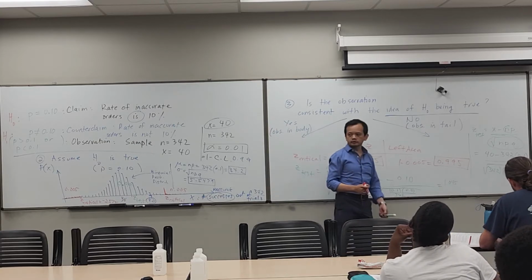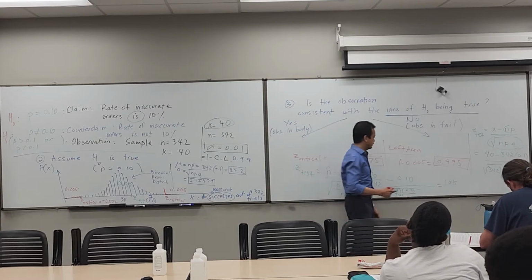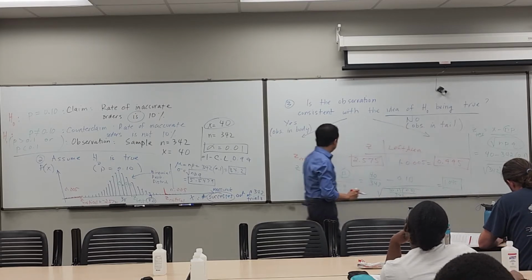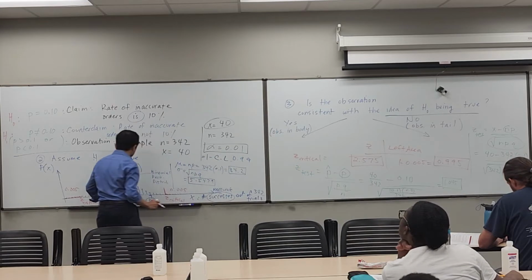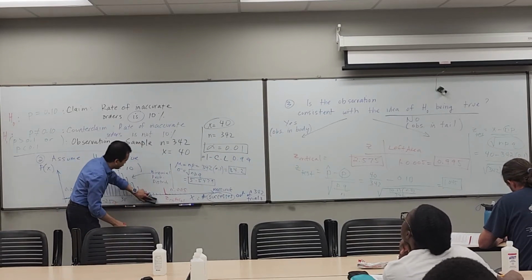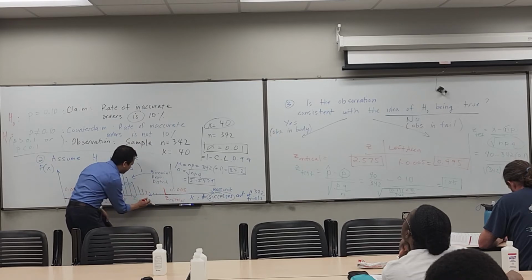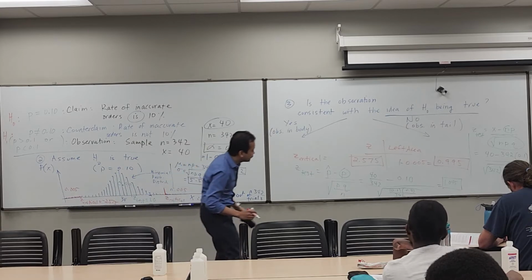So you guys getting 1.045? Yes. Okay. So that number represents the z-test, or the z-score, for our observation of 40. So that was the 1.045.